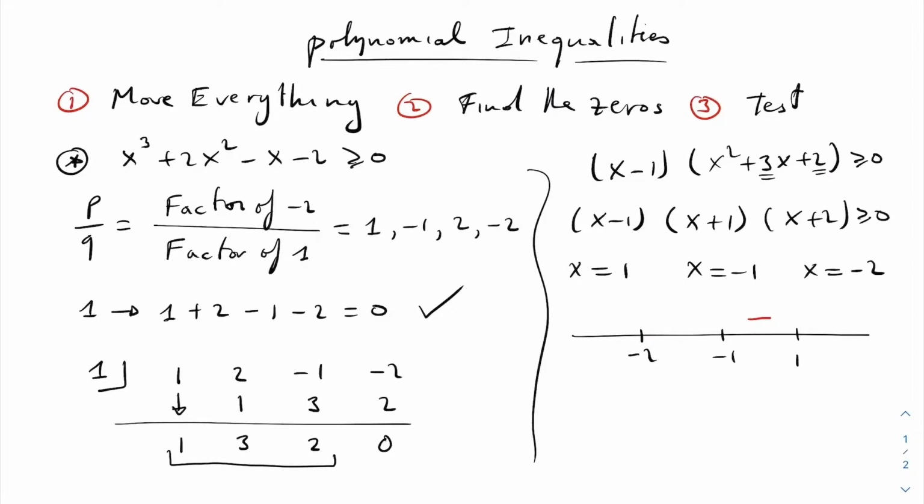I'm going to complete the other side. So if I go past negative 1, the sign becomes positive. And if I pass negative 2, the sign becomes negative. And then if I go past 1 here, the sign becomes positive.